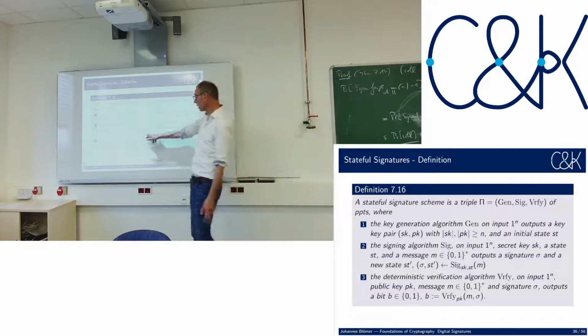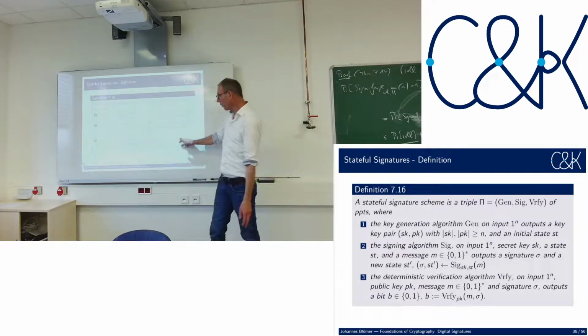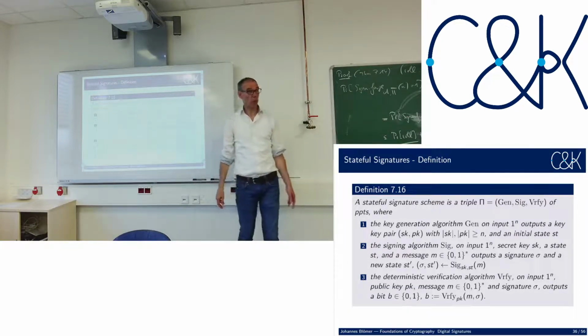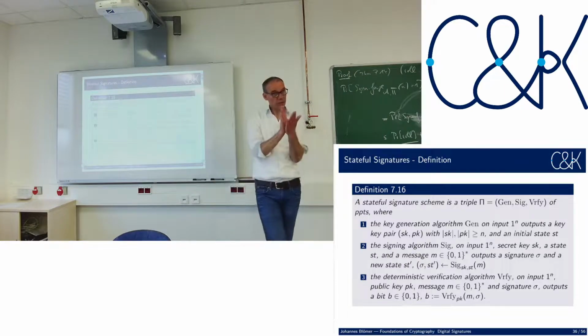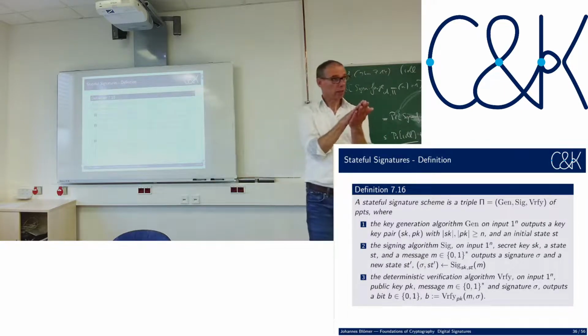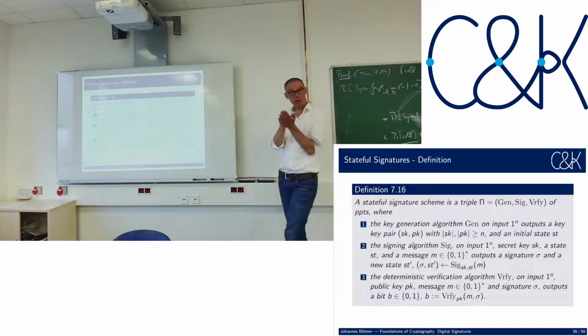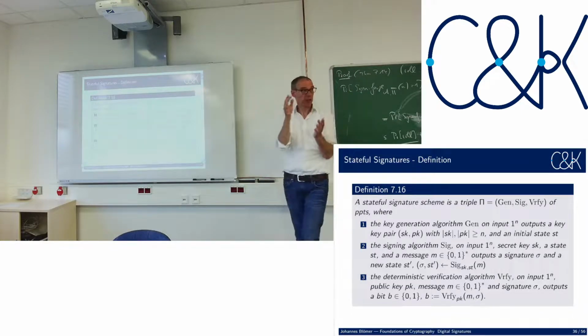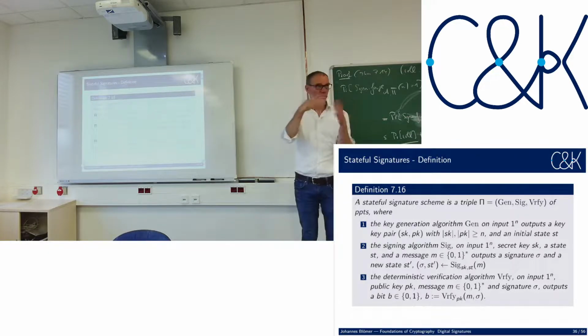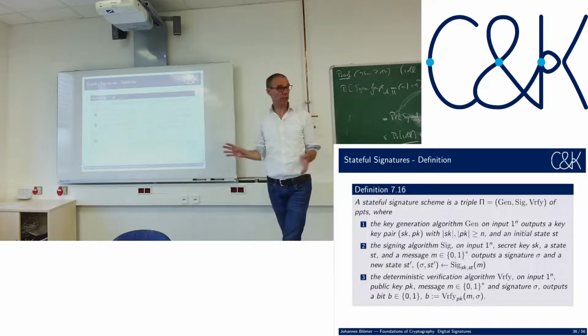So that's why I include the state here. Now the verification algorithm is as before. So the verification does not need the state. You should be able to verify a signature without knowing the state, just getting the signature. The signature may be quite long, including some information, but you don't need the state itself.